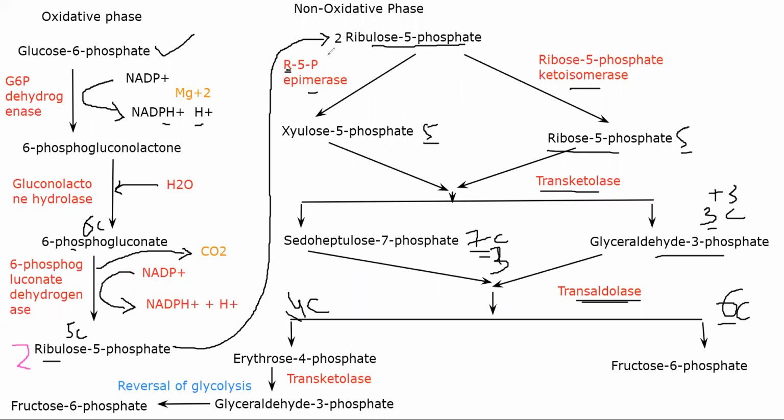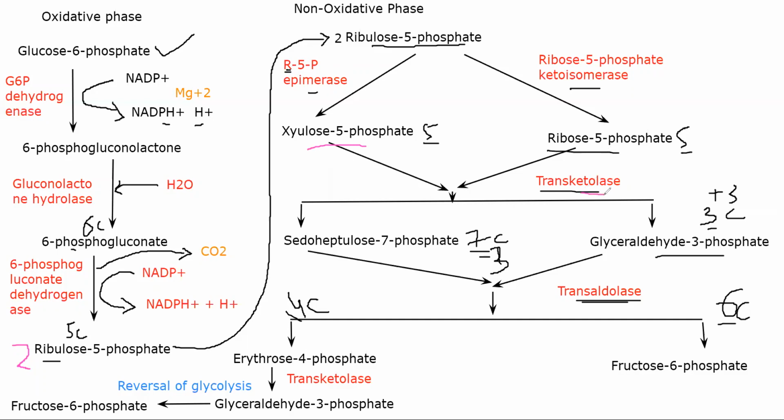Right. Now you're taking 2 molecules of ribulose 5 phosphate and you're subjecting them to 2 different enzymes. One is an epimerase enzyme, the other is a ketoisomerase enzyme, giving you 2 different 5 carbon molecules. One is xylulose 5 phosphate and the other is ribose 5 phosphate. You subject both of these to transketolase.